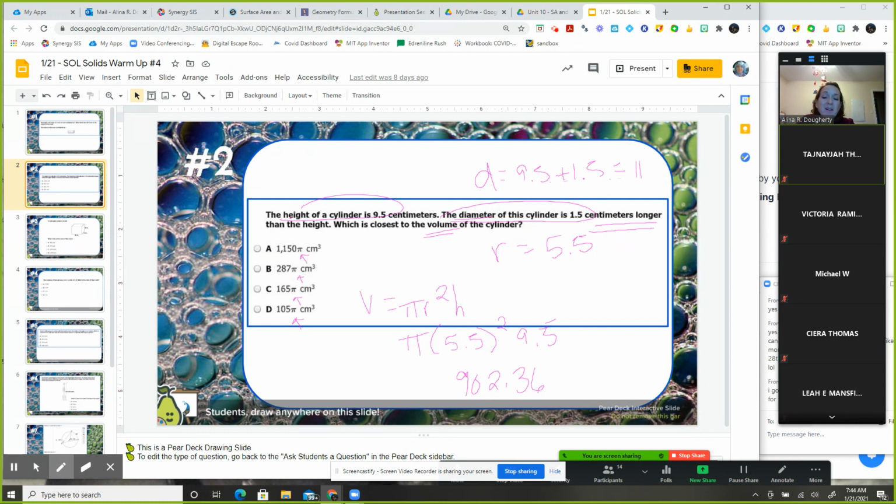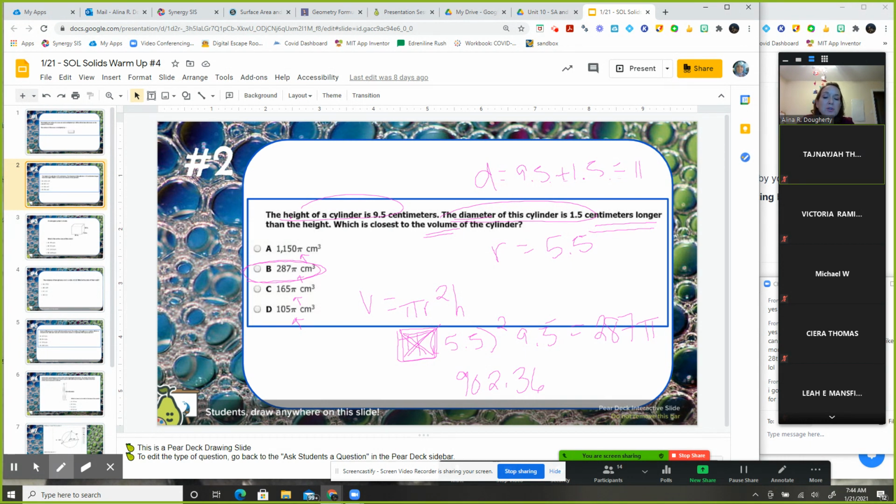Because it has pi in all of those too, right? So if it has pi in all the answer choices, I don't put it into my calculator. So 5.5 squared times 9.5 is going to be 287 pi.